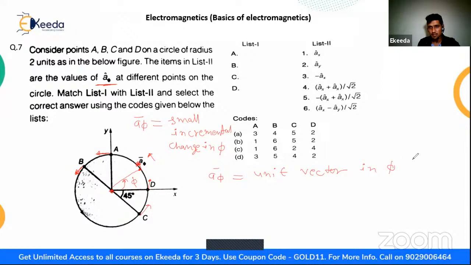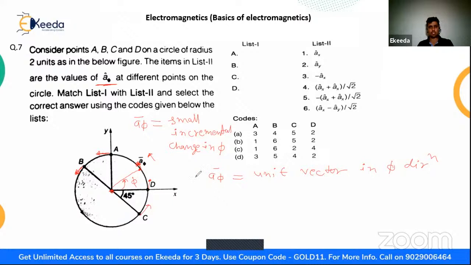And what is the phi direction? The direction in which phi increases maximum. So a phi is the unit vector in phi direction, and phi direction is the direction in which phi increases with maximum amount. In this direction phi will not increase, in this direction phi will increase maximum. Suppose I move 2 meter this way, phi will not increase. If I move 2 meter in this direction, phi will increase maximum. If I move 2 meter in this direction, then also phi will increase, but by some lesser amount. So the direction of phi is where the coordinate or the parameter will increase the maximum amount.